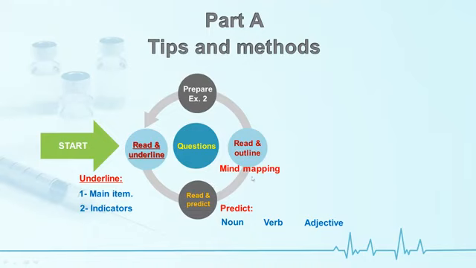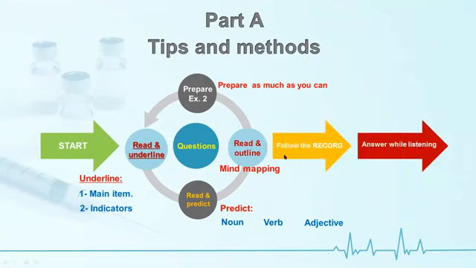And you have to do mind mapping. By mind mapping here, I mean that you have to know the meaning for each part in the questions to organize your mind and prepare yourself to hear what you want. And after that, try to prepare the second extract, the second 12 questions, as much as you can. Then follow the record and answer while listening.